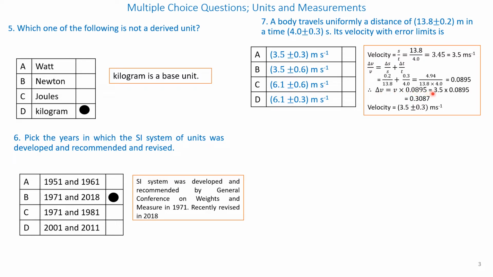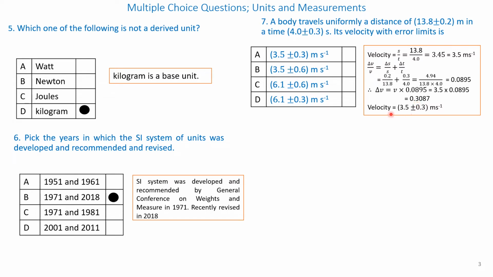Delta V by V is equal to 0.0895, or delta V is equal to V into 0.0895. That is equal to 3.5 into 0.0895, and the answer is delta V is equal to 0.3087. That is, error in velocity is 0.3087. Rounding off to a single digit after the decimal point, it is 0.3.